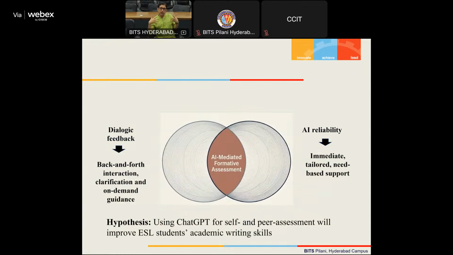I took two ideas and put them together. Theoretically, I came up with this. The first one is dialogic feedback, which comes through when you ask something and it gives you an answer, and then you ask for an explanation.